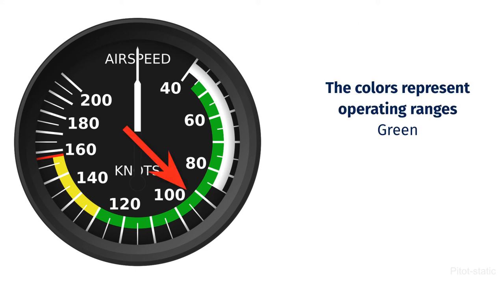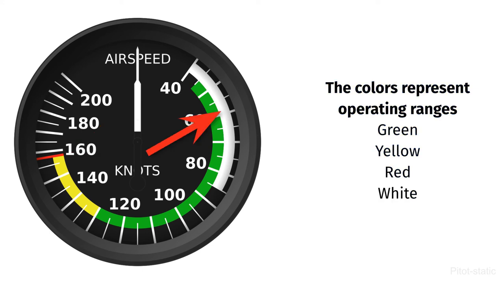The green arc is called the normal operating range. This is where most flight takes place, and you can fly in this range for normal maneuvers without sustaining any structural damage. The yellow arc is a caution range. This is to alert you that you might be approaching a speed where structural damage or fatigue could occur. And the red line is the never exceed speed. Flight above this speed can place you in danger of causing structural damage or fatigue of your airframe.